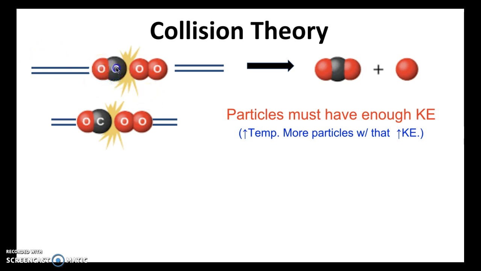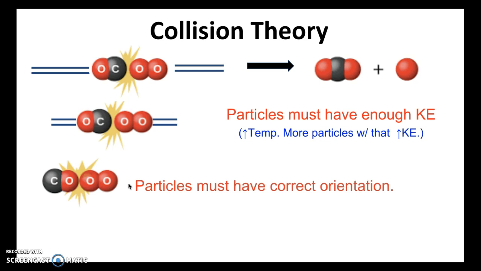The next one is orientation. In the reaction above, we see the correct orientation is where the carbon in carbon monoxide collides with an oxygen in molecular oxygen. Here we have a collision that doesn't match that. It's the oxygen in carbon monoxide colliding with another oxygen in molecular oxygen. That's an incorrect collision, so that's not going to result in product. Remember, they have to have the correct orientation.